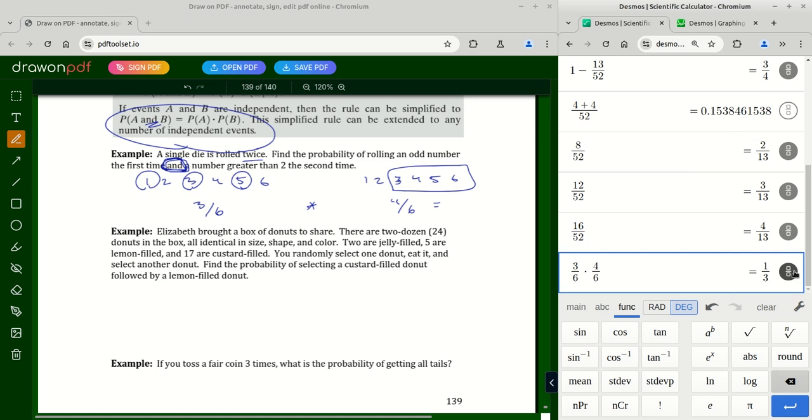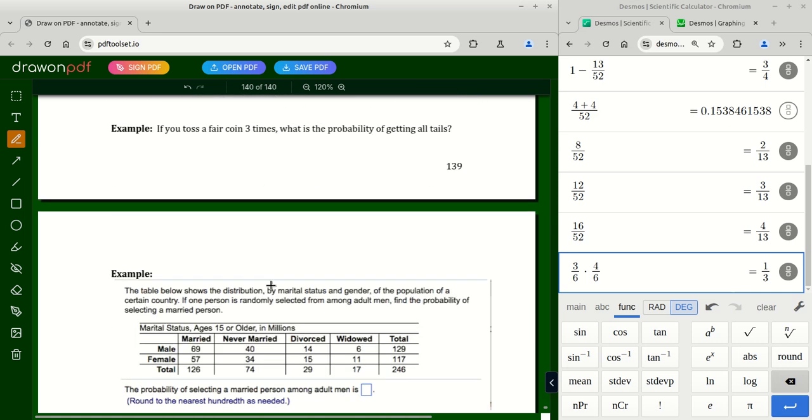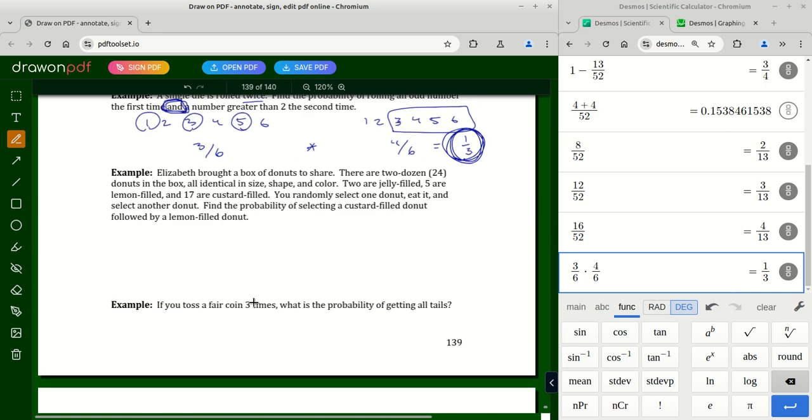And we got 1/3. Sweet. So there's your answer. Okay, I really like that problem, and I want to do this one, and then I'll do that one because this one's just meh. So okay, toss a coin 3 times. What's the probability? All tails.